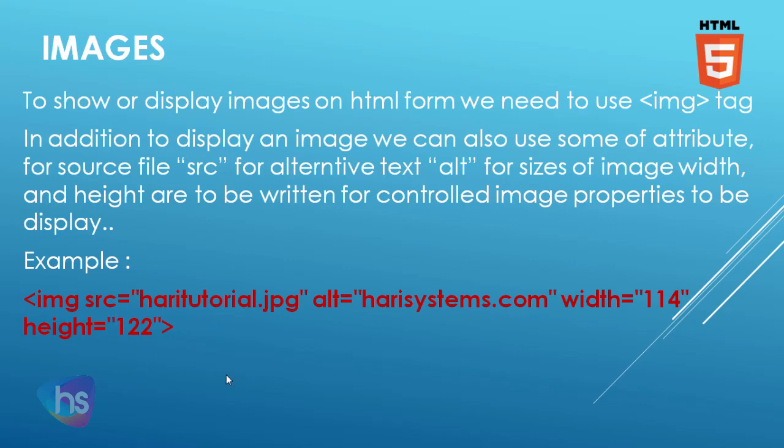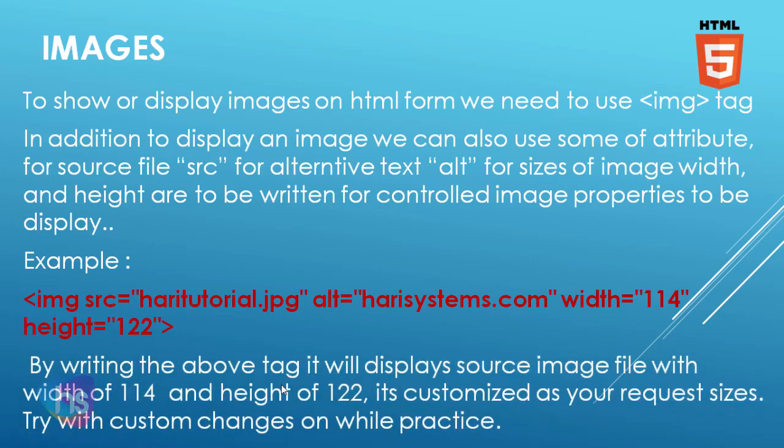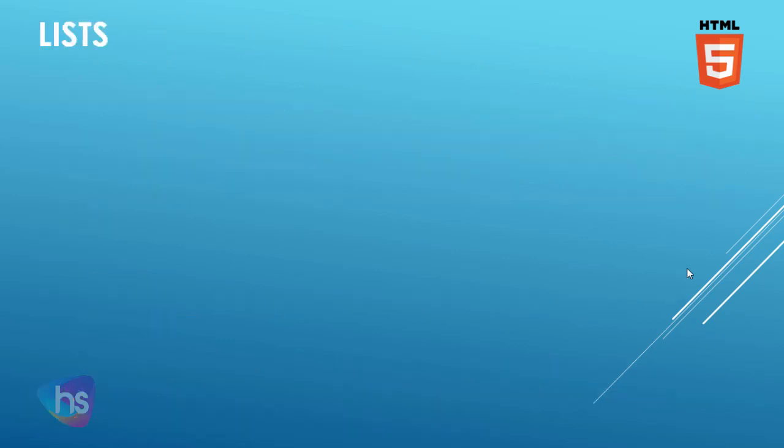And we can also set the width and height of the images as per our requirements by specifying width equal to something and height equal to something, and close the image tag. By writing the above tag, we will display the source image file with the specified width and height, customized as required. Try to customize the changes while practicing, then you will understand very well.